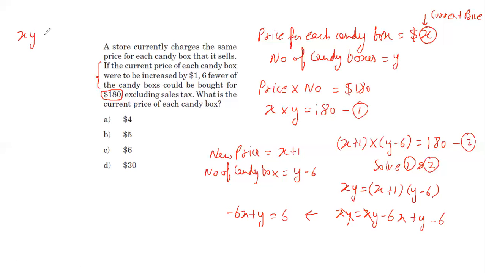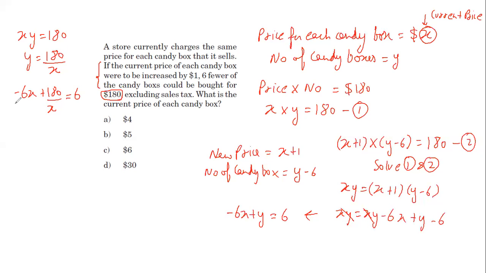Now I know that xy is equal to 180. From there I can say that y is equal to 180 over x. And I can replace this y in this particular equation. That will make minus 6x plus 180 over x is equal to 6. Now I'll form a quadratic equation from here.